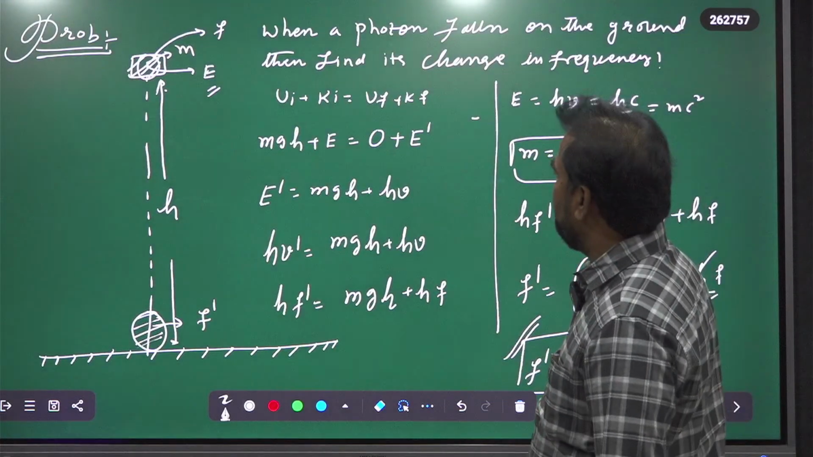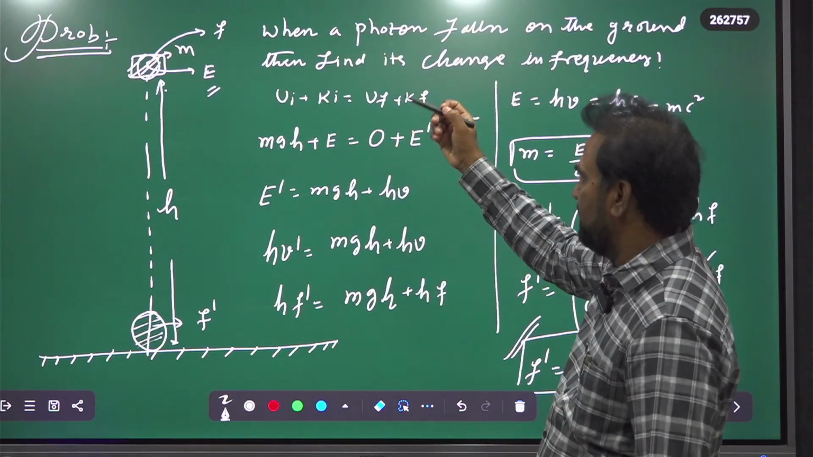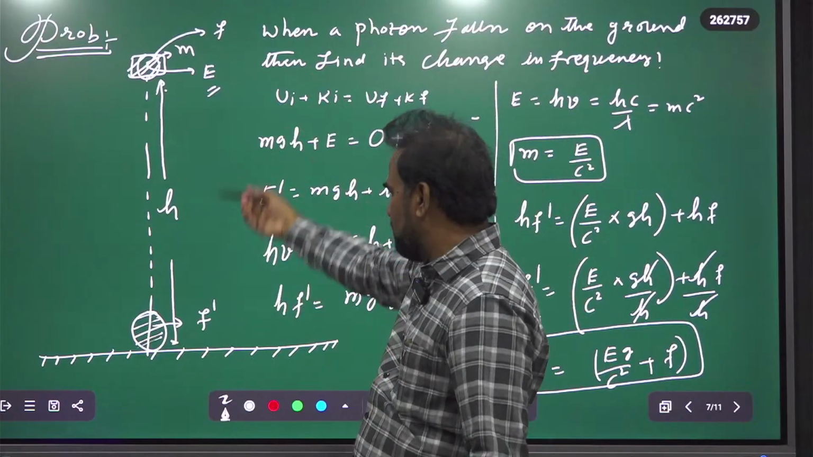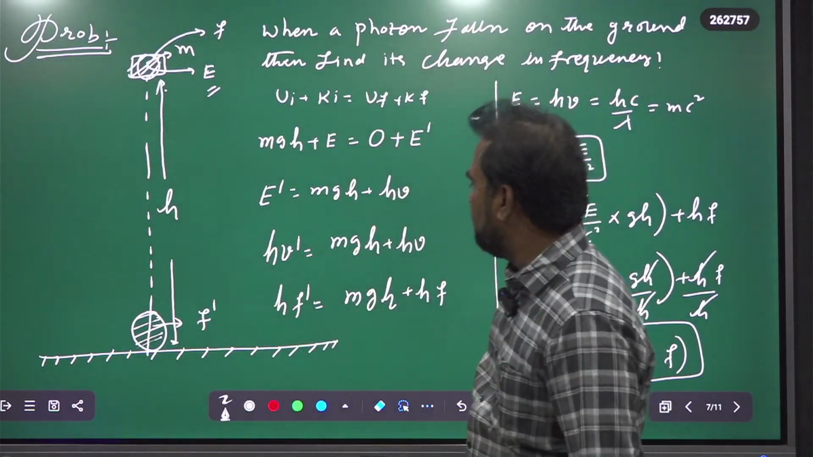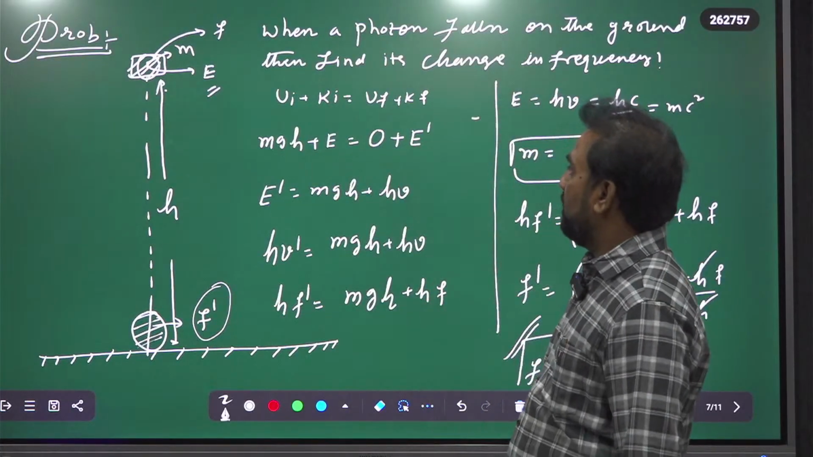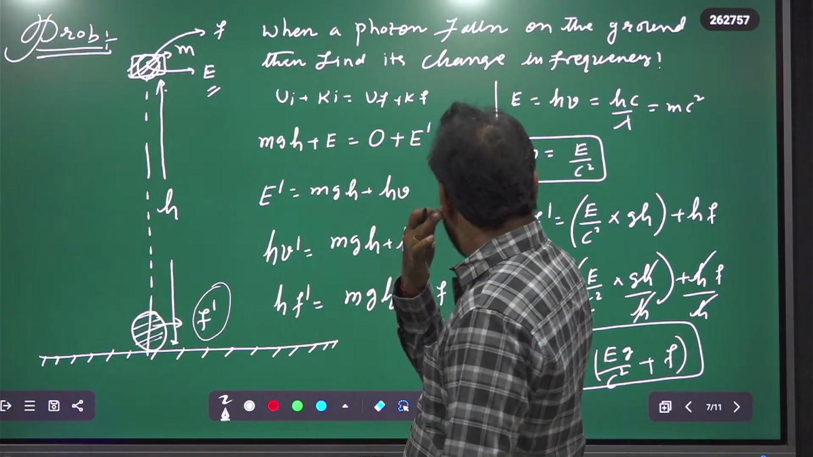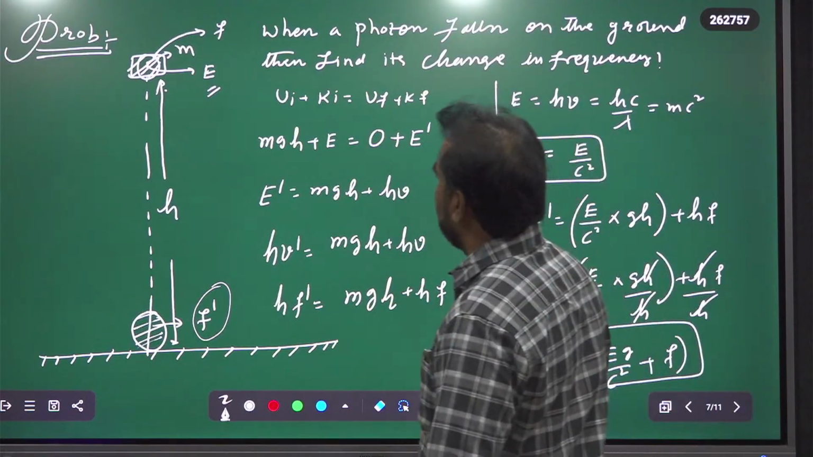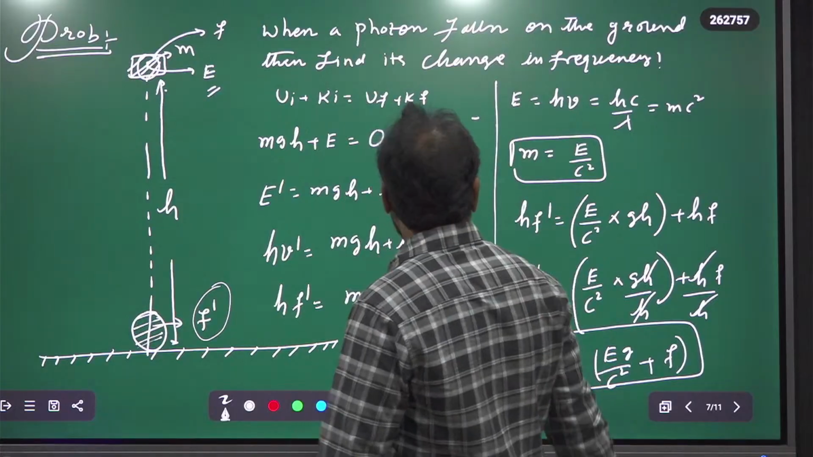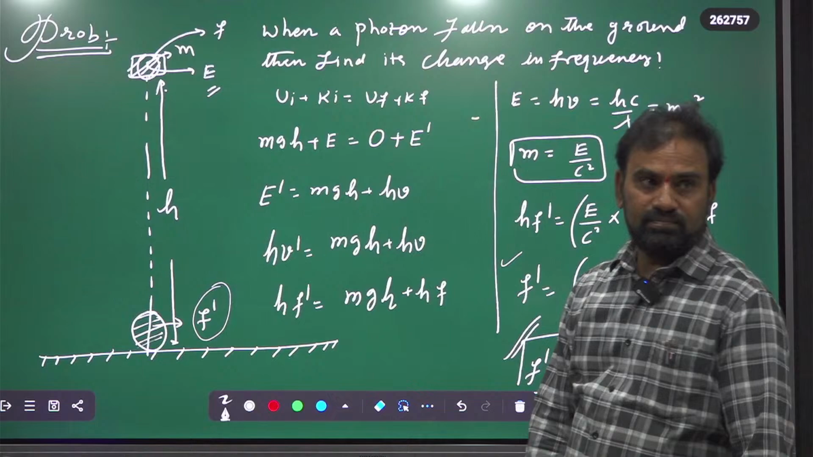Next, see, one more problem. A photon of mass m possesses energy at a height of h and falls on the ground. Then calculate the change in frequency. That also has to be found. Here, how will we calculate the change in frequency in this case? See, we apply the law of conservation of energy: Ui plus Ki is equal to Uf plus Kf. Okay.